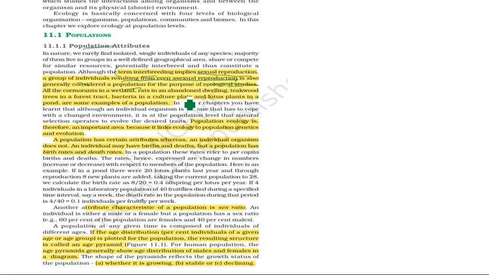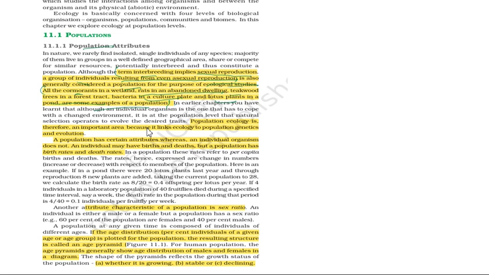For ecological studies we can consider them. Now what are the examples NCERT is giving for you to consider as population? First is all the cormorants in a wetland. Cormorant is a special type of bird, you may search it on Google and you will see it. So these birds, plus rats in an abandoned dwelling, teak wood trees in a forest tract, bacteria on a culture plate, and lotus plant in a pond are examples of population.